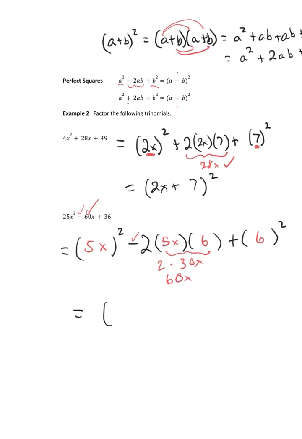This time, our perfect square binomial, since the middle term was negative, is a minus. And we just plug those numbers in, the 5x and the 6.